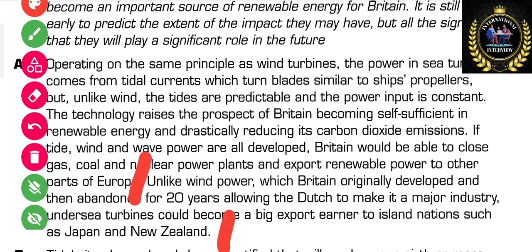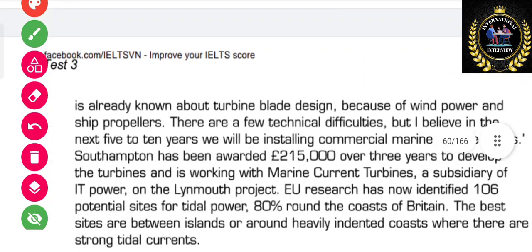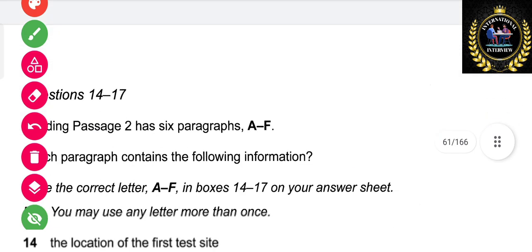We will read. Under wind power, which Britain originally developed and then abandoned for 20 years, allowing the Dutch to make it a major industry, undersea turbine could become a big export either to island nations such as Japan and New Zealand. What is mentioned here? Again we'll read the question once and we'll go through this paragraph again.